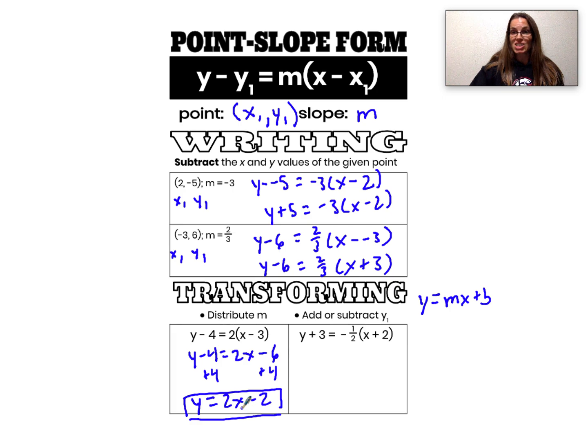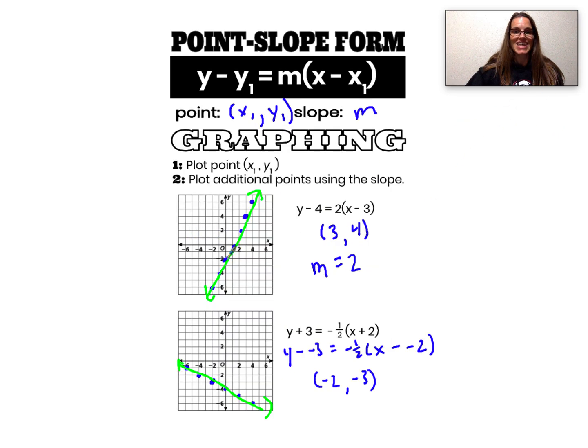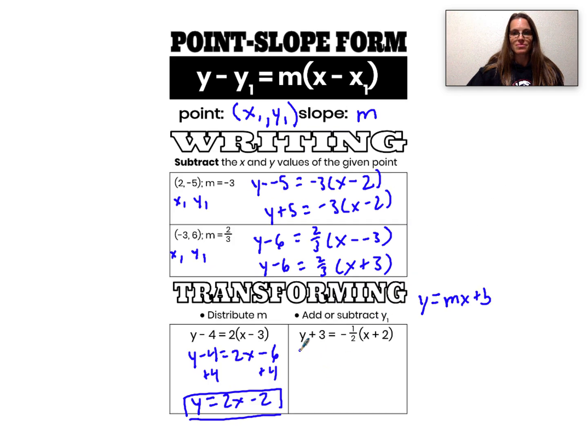I'm going to go back and check my first graph. What should be the case? The slope is 2. The slope is the same in the two forms, but I should have a y-intercept of negative 2. Let's check. Yay, hooray, my y-intercept is in fact negative 2. That means I did graph correctly. Let's check the next one.